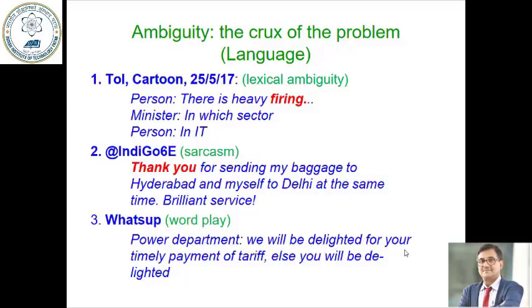It's for Indigo, I believe. And his baggage and he landed at two different places, Hyderabad and Delhi, which is causing him frustration. But he is expressing it through an apparent praise, which is brilliant service, and that's a sarcasm. And in WhatsApp, we do see the play of words. Power department says that we will be delighted for your timely payment or tariff, else you will be delighted. So here there is word of play, and it is making the situation more dramatic. Delighted and delighted are play of words. So all of them make use of ambiguity.